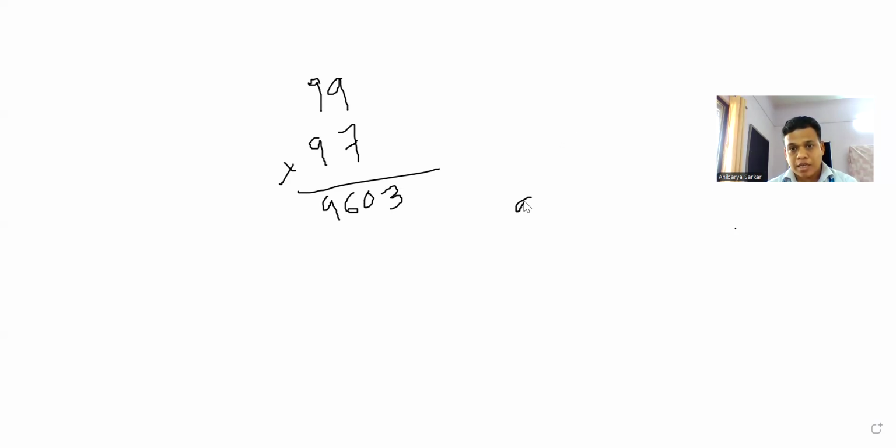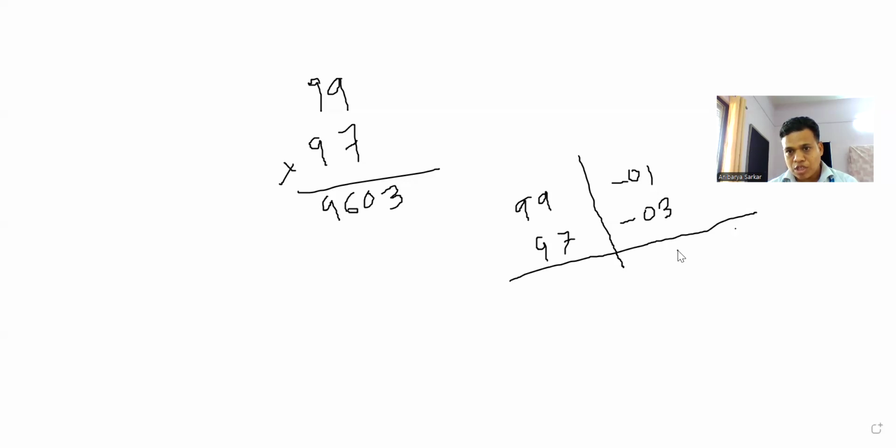What is the technique? The technique is I'm first writing 99 and then 97. These two numbers are near to 100. So 99 is less than 100 by 1, that is minus 1, and 97 is less than 100 by 3, that is minus 3. Now we multiply: 3 ones are 3, and 0 into 0 is 0. 3 ones are 3, 0, 0 into 0, 0.